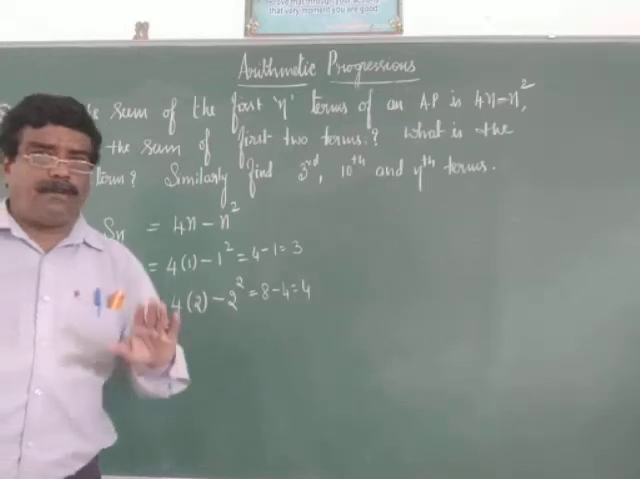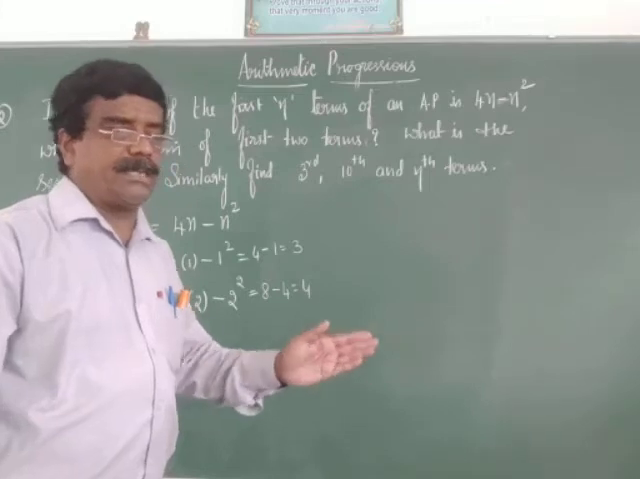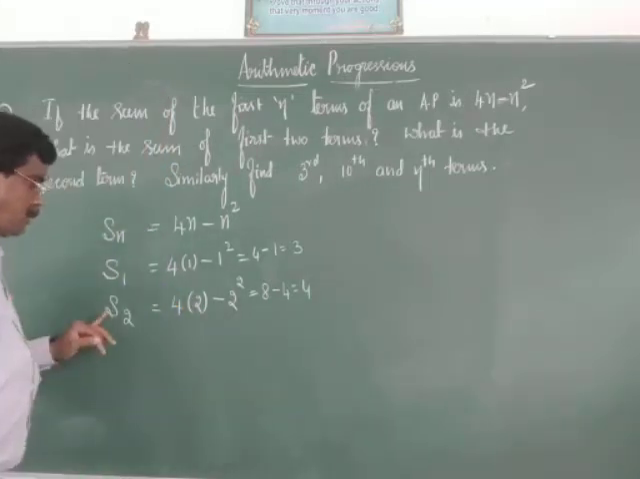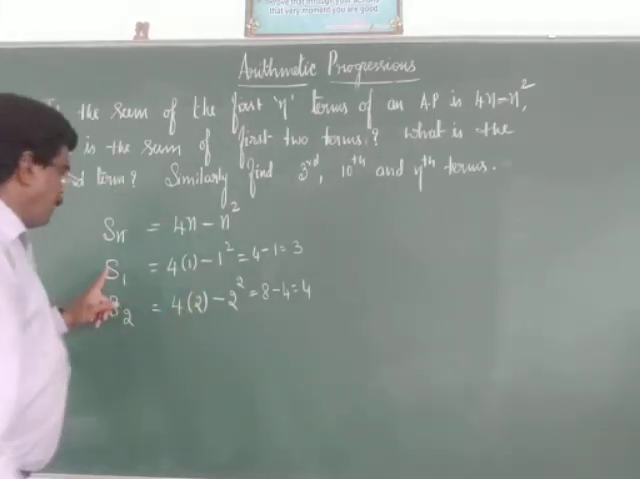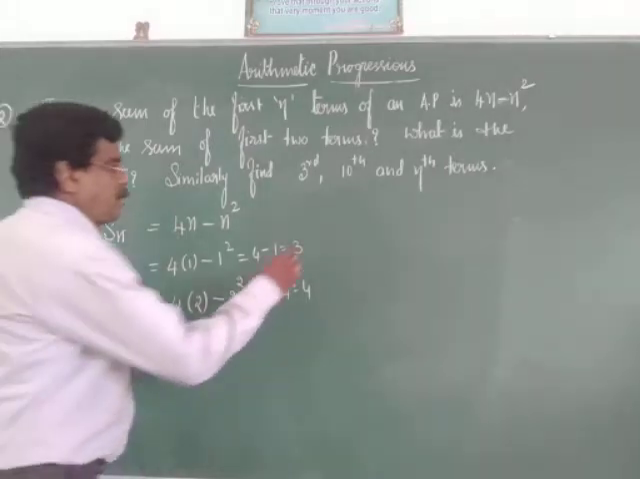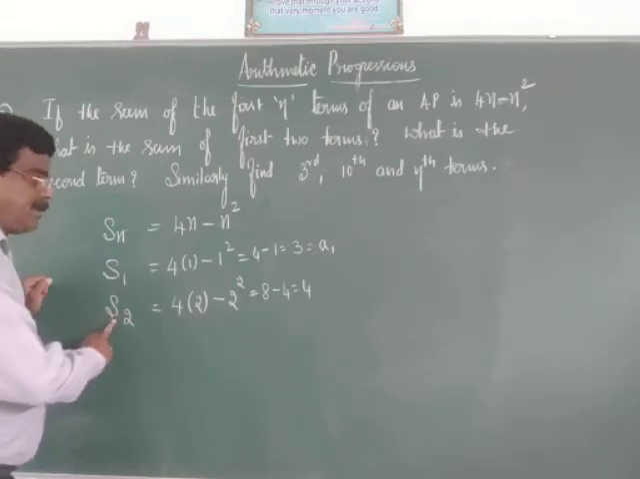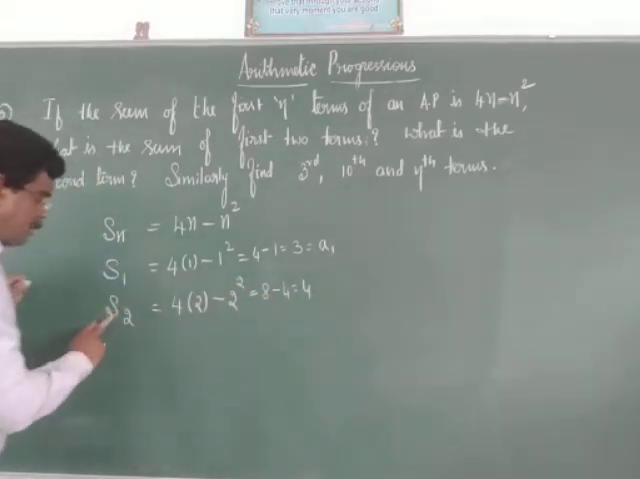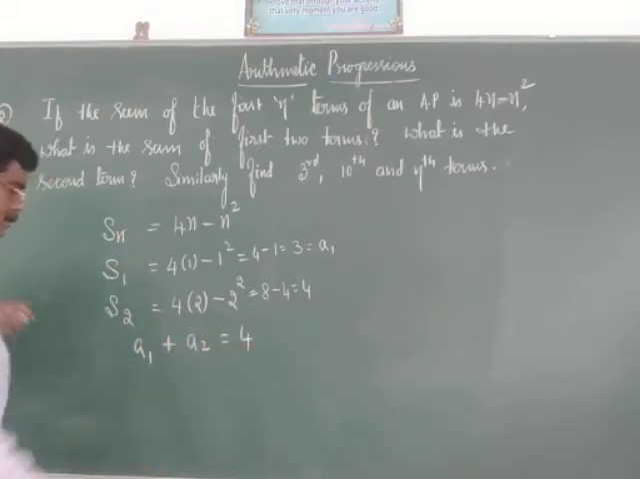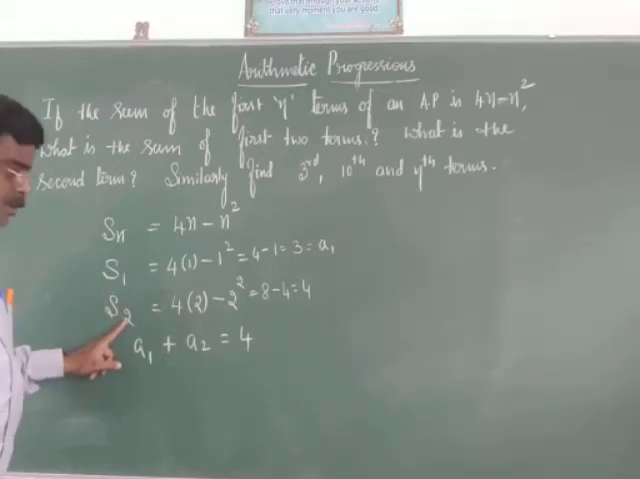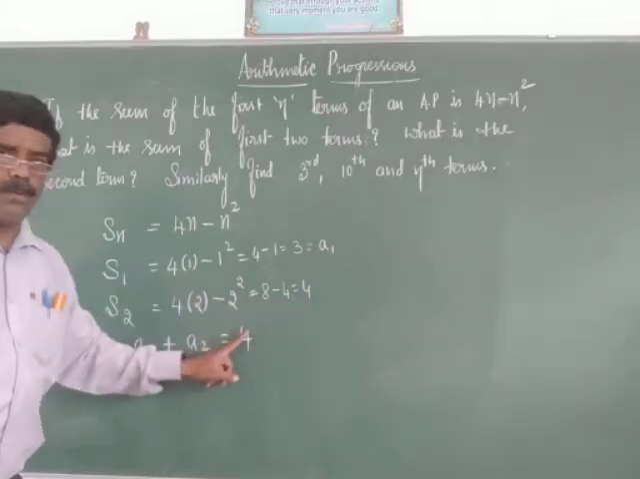See children, S1 means sum to one term. S2 means sum of two terms. Sum of two terms means you must know it is A1 plus A2. But S1 is nothing but A1. You can write it if you want. And here S2 is 4. Sum of two terms means A1, that is the first term, plus the second term is equal to 4.